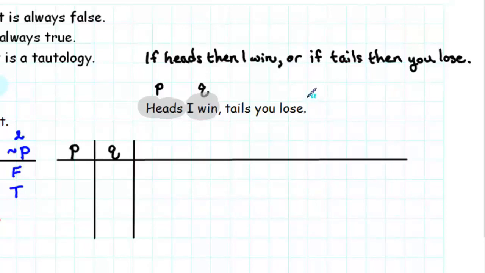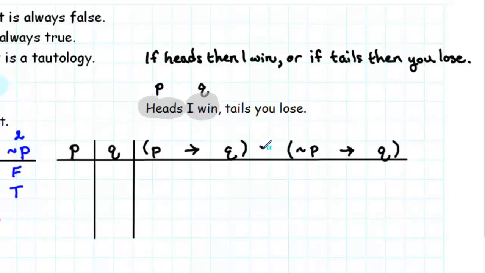So what would that look like in symbolic form? Well, if heads, then I win, that's going to be if P, then Q. What about if tails, then you lose? Well, since P is heads, tails must be not heads, which is not P. And if you lose, then that means that I win, so you lose is the equivalent of Q. So we can write the second part as if not P, then Q. And then finally, we join these two conditionals together with or.